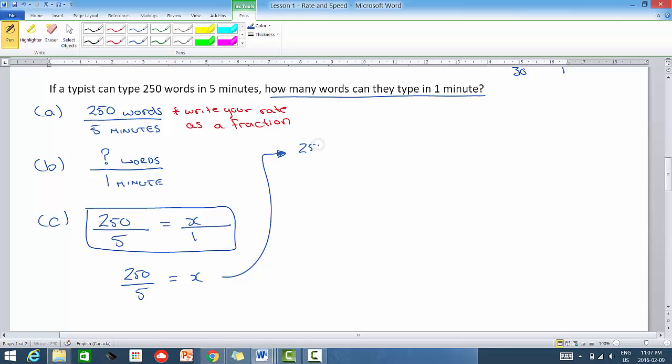So I'll rewrite it up here. 250 over 5 equals x. 50 equals x. So with any of these word problems that we have, we're always going to write a therefore statement. So therefore, the typist can type 50 words every minute.